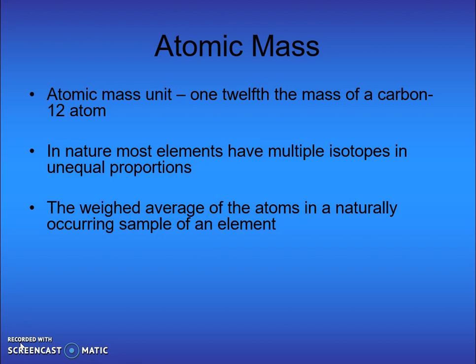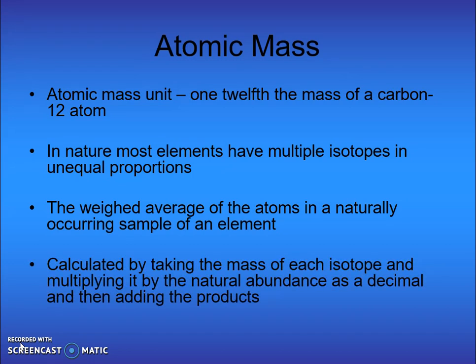And again, in neon's case, well, the average of the three isotopes is 21, but the weighted average is actually 20.18. Because there's so much neon 20 relative to neon 21 and neon 22 that the atomic mass ends up so much closer to 20. So to find the atomic mass for a particular element, you can take the mass of each of the isotopes, multiply it by its natural abundance as a decimal, and then add those products together. That will give you, again, the weighted average for those isotopes.